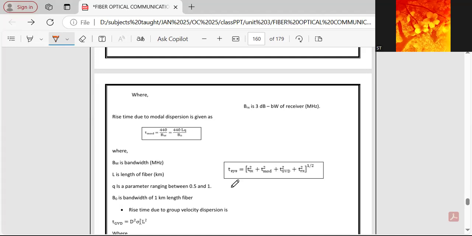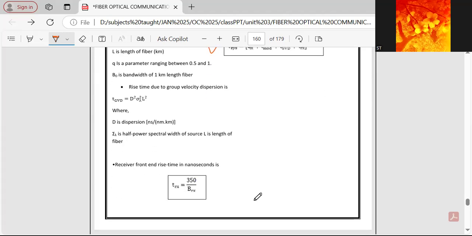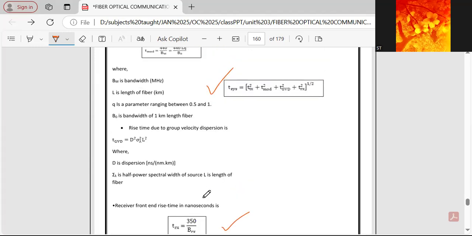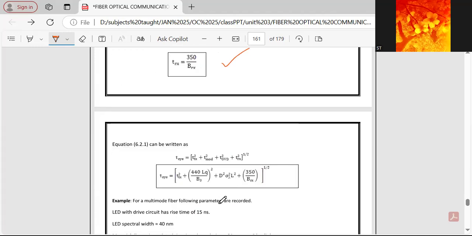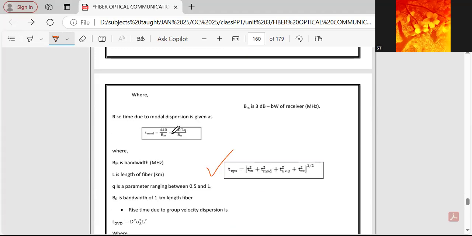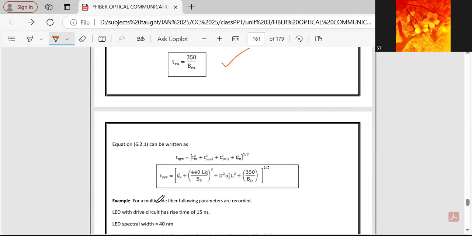So this is the formula to calculate the rise time of the overall system. Next, the receiver front end rise time is calculated using TRX equals 350 by BRX, where BRX is the receiver bandwidth. And if we put these values in the given formula, then the total rise time will be given by this.